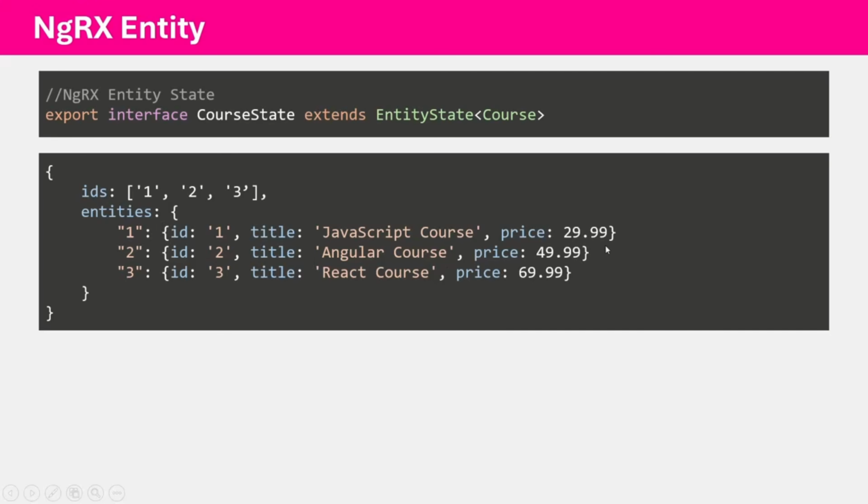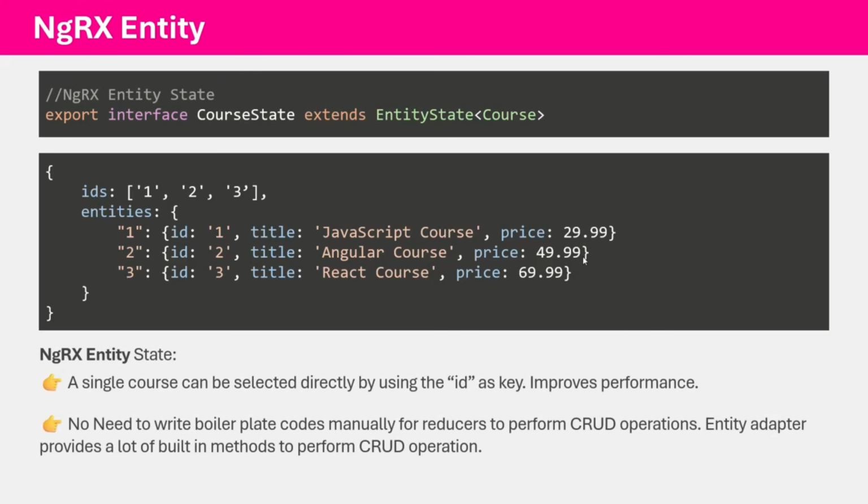So for each course object, its ID will be used as key in this entity's object, and the entire course object will be the value. In this way, we have several advantages. The first advantage is if we have to select a single course, we can simply pass the ID of that course. So for example, if I want to select the third course, I can use the ID of that course to select that course. Here, we will not have to loop over each course object, each key value pair to select the desired course. We can simply specify the ID of the course and we can directly fetch its value.